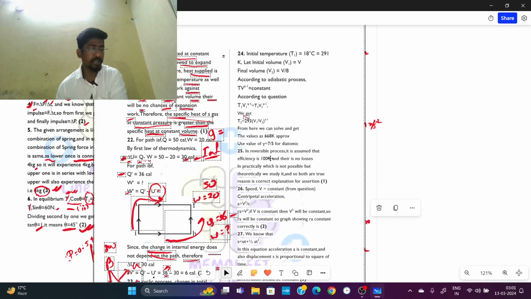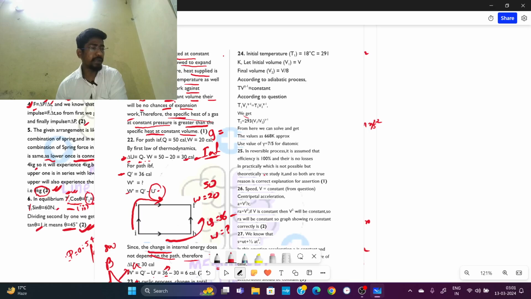A diatomic gas is initially at 18 degrees Celsius, T1 is 18 degrees, that is 291 Kelvin. The initial volume is V and it is compressed adiabatically to 1/8 of the original volume. That means if the initial volume is 8V, the final volume will be V by 8. You have to calculate the final temperature after the compression. As we know, for the adiabatic process, T times V to the power gamma minus 1 is constant. Therefore T1 V1 to the power gamma minus 1 equals T2 into V2 to the power gamma minus 1.